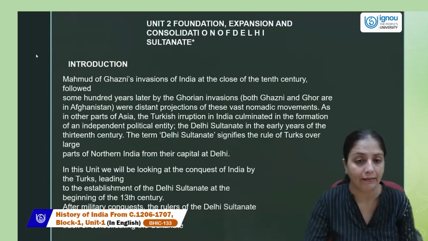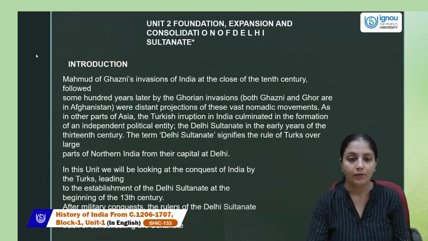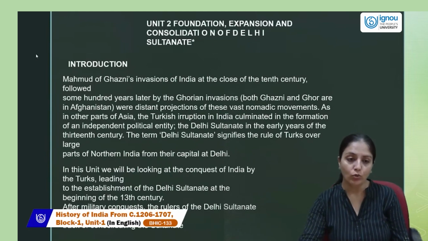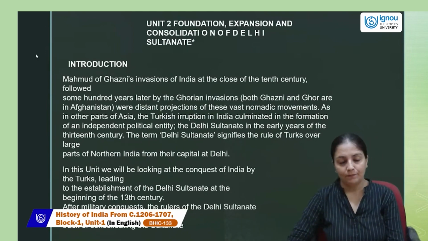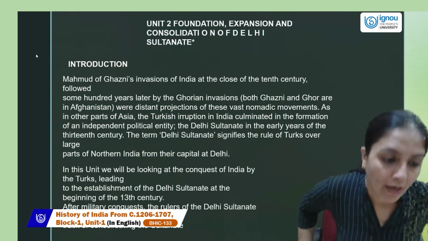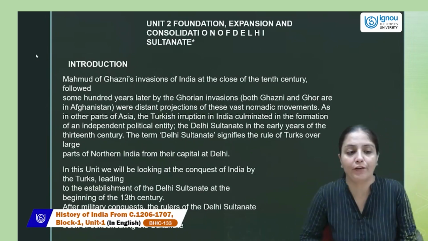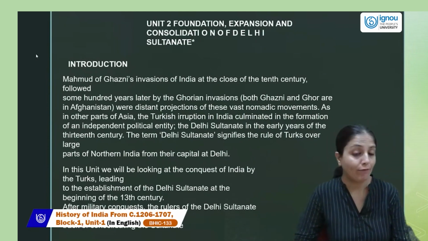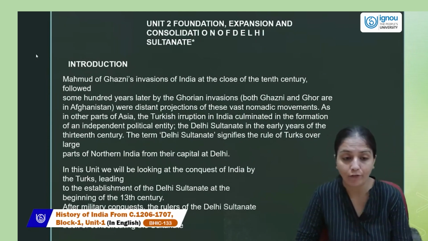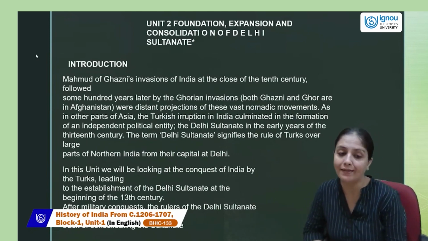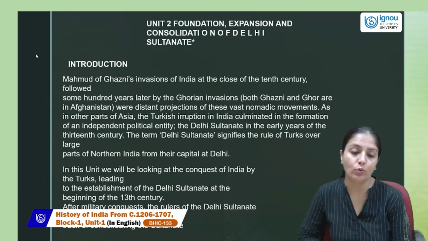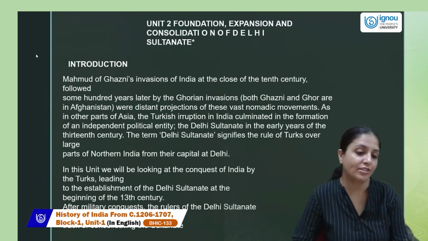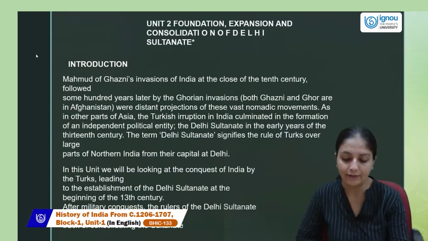The Delhi Sultanate. In the early years of the 13th century, the term Delhi Sultanate signified the rule of Turks over large parts of northern India from their capital at Delhi. That time the capital was Delhi. In this unit, we will be looking at the conquest of India by Turks, leading to the establishment of the Delhi Sultanate at the beginning of the 13th century. Yes, we are talking about 1206, 1207, 1208, 9, 10. After the military conquest, the rulers of the Delhi Sultanate set themselves on the track of consolidating the Sultanate.